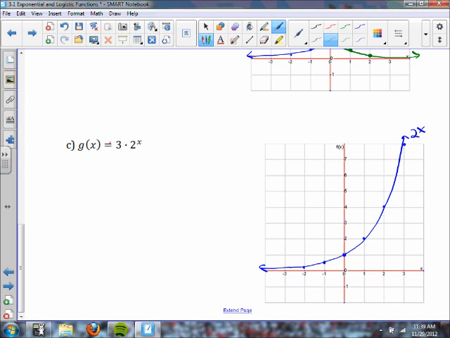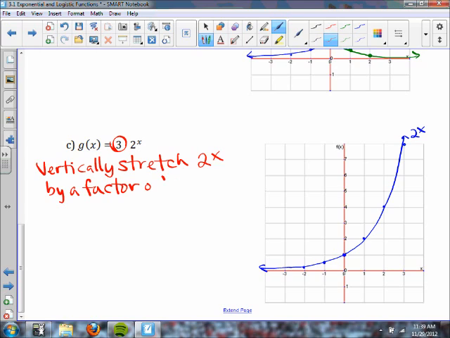What does this 3 do to it? This is going to be a stretch. Which way is it going to stretch? Is it going to stretch horizontally or vertically? This is going to stretch vertically because it's outside the function, right? So, vertically stretch 2 to the x by a factor of 3. So basically all this is saying is take all your y values, multiply them by 3.